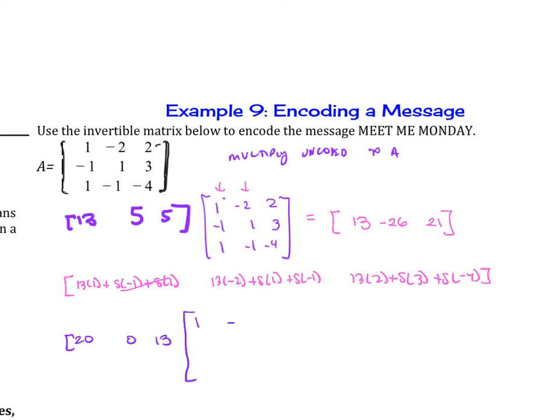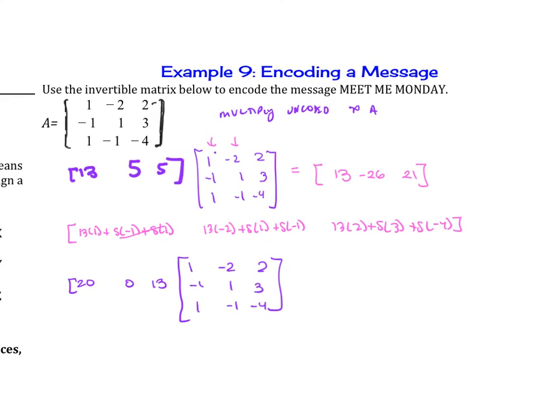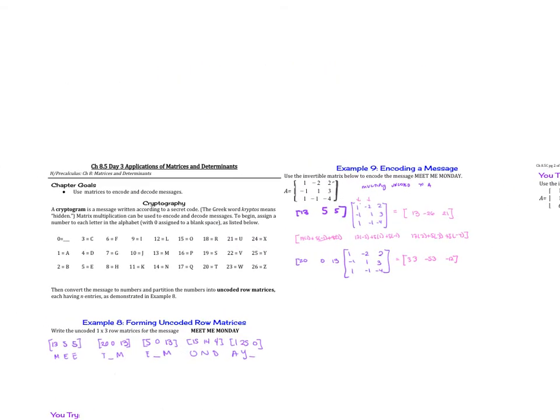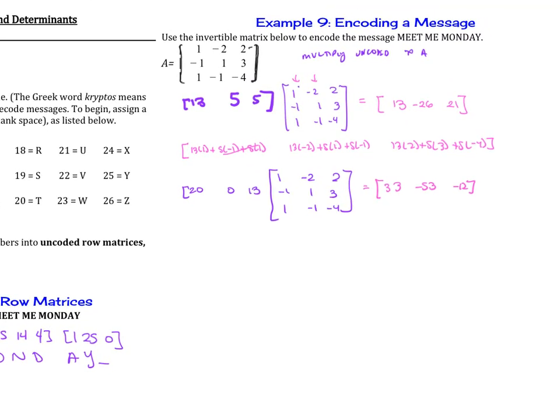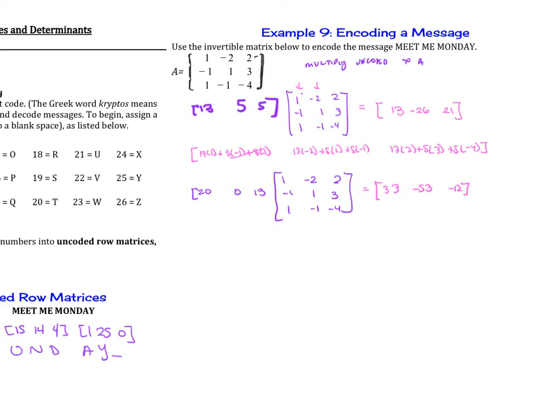Then you multiply by 1, negative 2, 2, negative 1, 1, 3, 1, negative 1, and negative 4, doing the same exact thing again. After you plug everything in, you would get 33, negative 53, and negative 12. You keep on going until you finish all five of these matrices. Go ahead and try it, finish this out, and then I will show you what the coded matrix looks like.